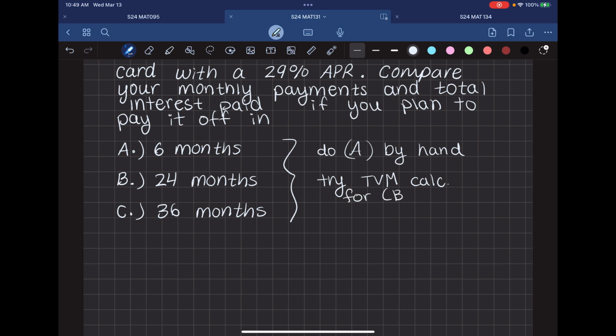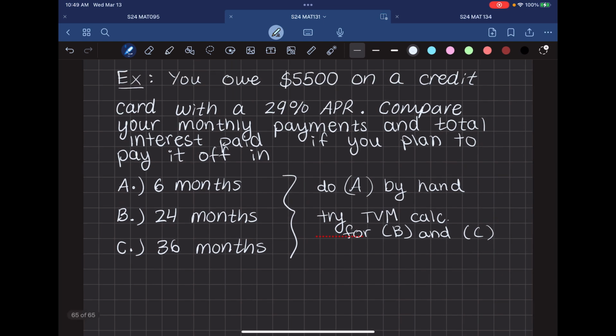For B and C, just to practice using it and make sure that you know how to use it, because I'm telling you in the future that's what you're going to do. Because really, when you're trying to do financial planning, this is the type of thing that you're probably going to do when you're looking at your debts, and also when you're saving up.